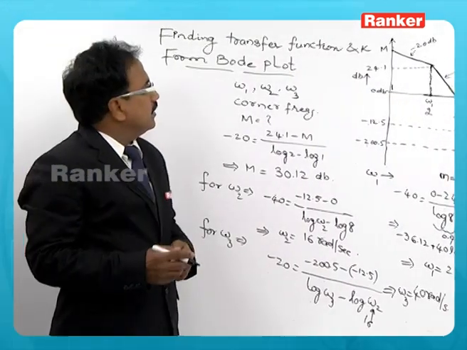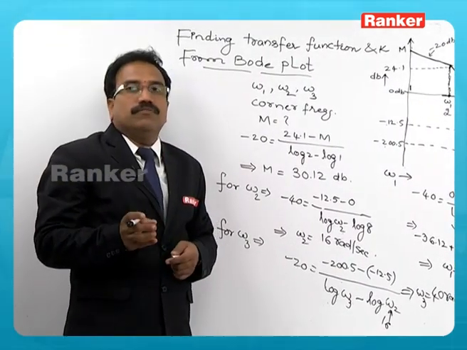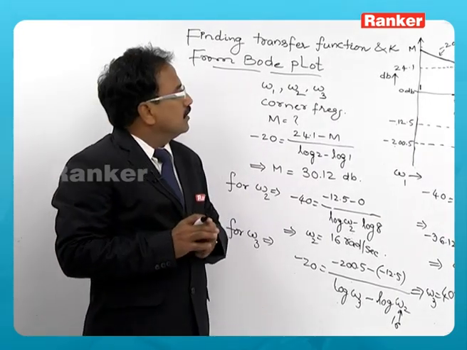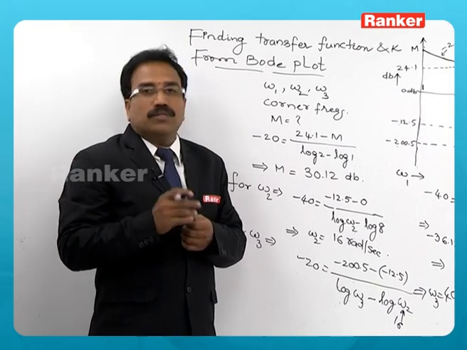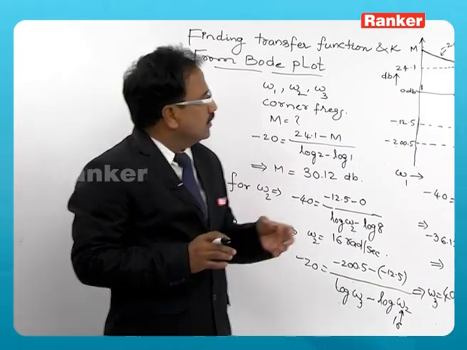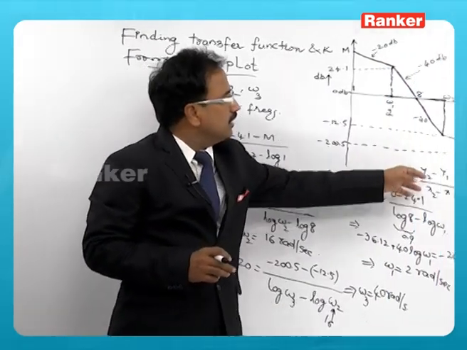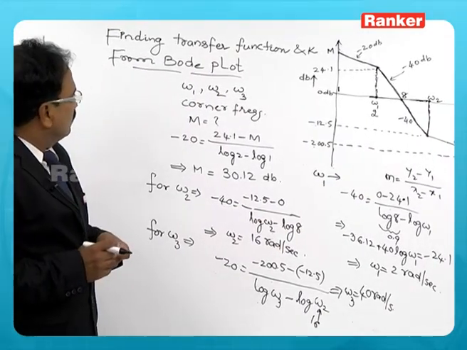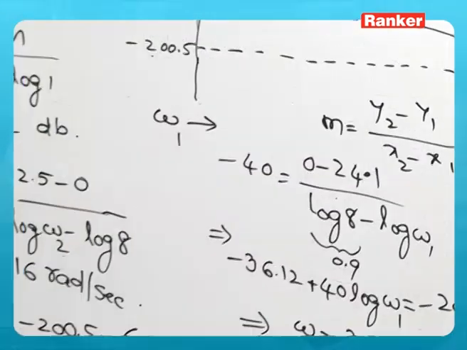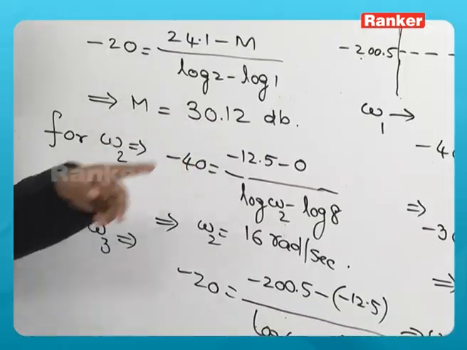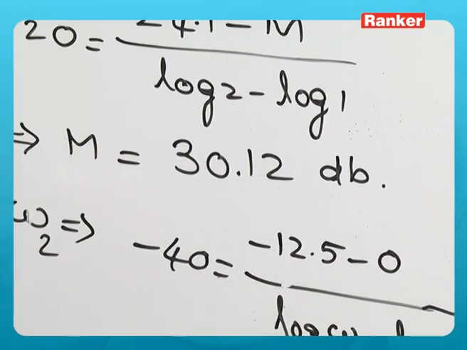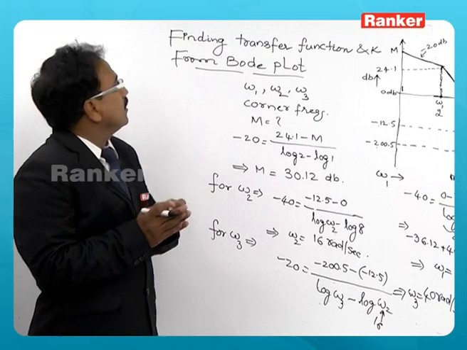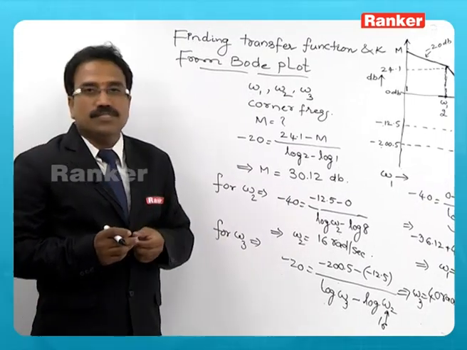So, this is the way we should determine the corner frequencies of the transfer function, omega 1, omega 2 and omega 3, from the basic expression: slope is given by y2 minus y1 by x2 minus x1. So, we could determine the m value in decibels as 30.12, and all three corner frequencies are determined. Now, how to obtain the transfer function from this data?